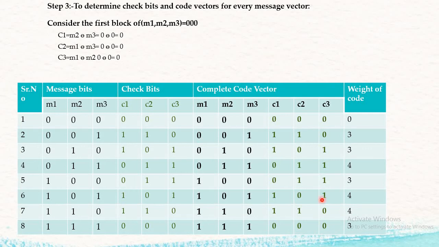So this is a table which we have to prepare. The first part of this table is the message bits. Here the message bits are m1, m2, m3. They are by default 000 to 111. And for the check bits, we are using these relations. So what is the equation for C1? C1 is m2 XOR m3, C2 is m1 XOR m3, C3 is m1 XOR m2. This is the relation given to us.